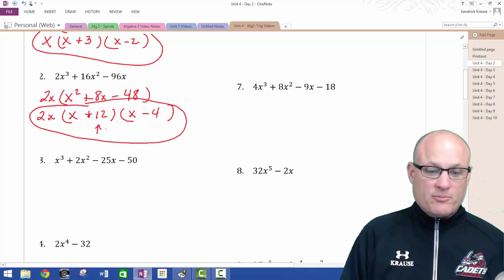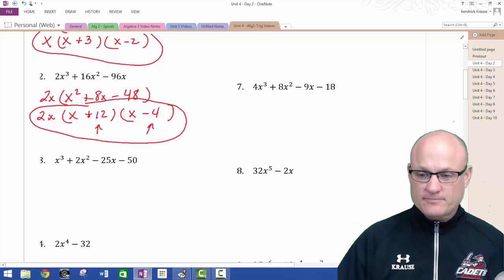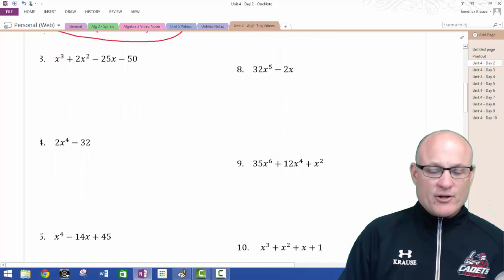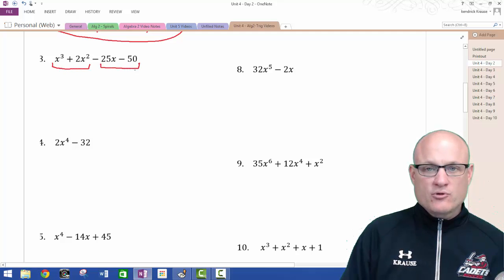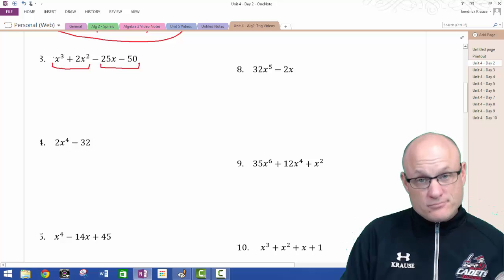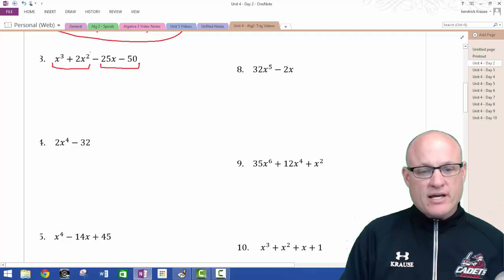These multiply to negative 48 and they add up to positive 8. So we're finished. All right, so this will be our first polynomial. It's got 4 terms. So what we'll do with 4 terms is we're going to group these. Group them as the first 2 terms and the second 2 terms. In order to do this, it's probably in your best interest to put them in order from least to greatest. As far as degrees go, notice a 3, a 2, a 1, and a 0.